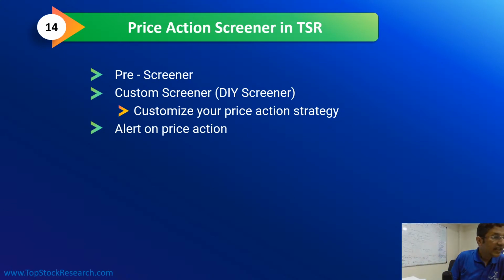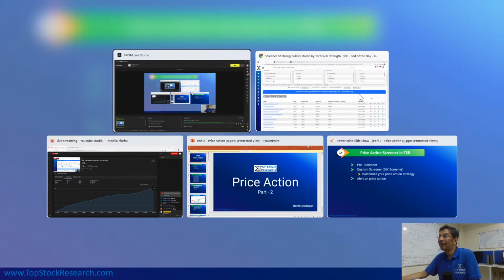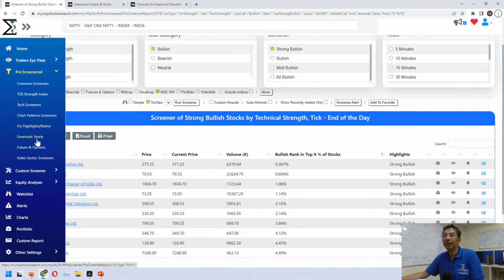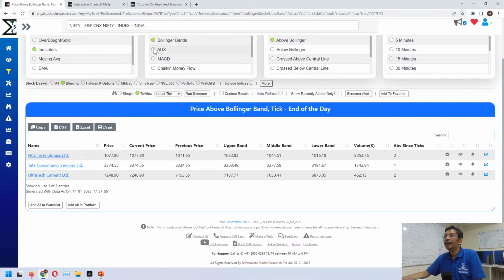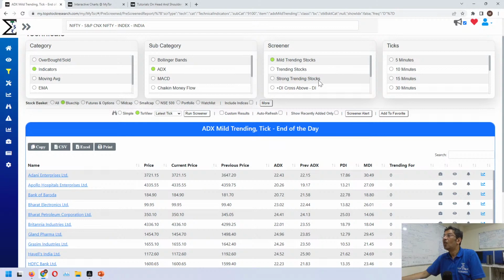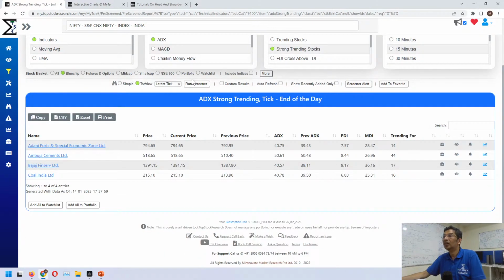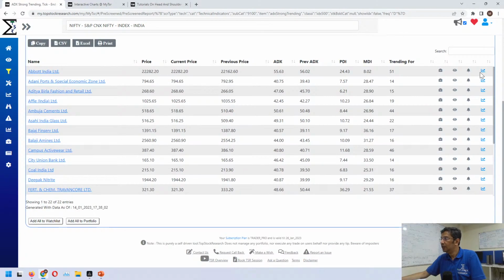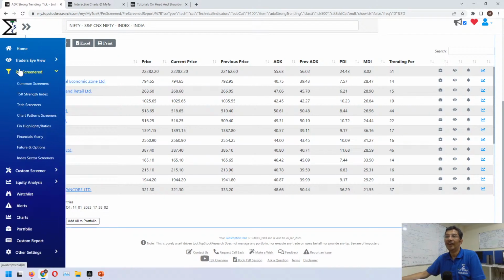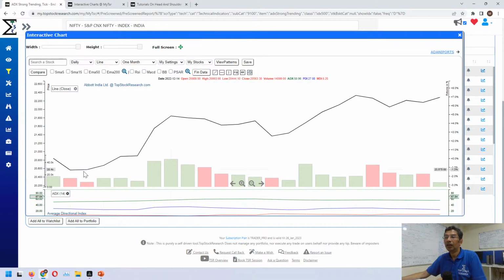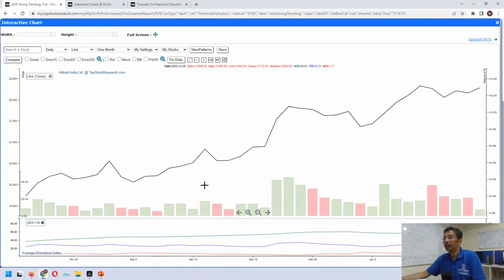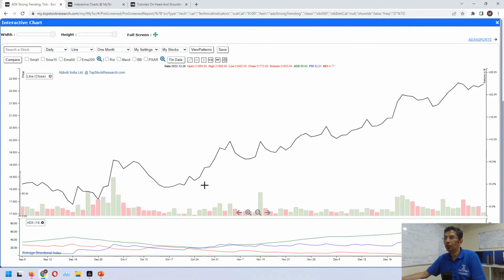Strong trend. ADX is another one, Mehul. Of course, not part of price action. ADX indicator, if you are looking at maybe the technical screener, look at indicators, ADX, strong trending stocks, right? You'll find these stocks. So this will help you to find the stocks which are trending, right? About is trending, right? So ADX will also help you to find that.